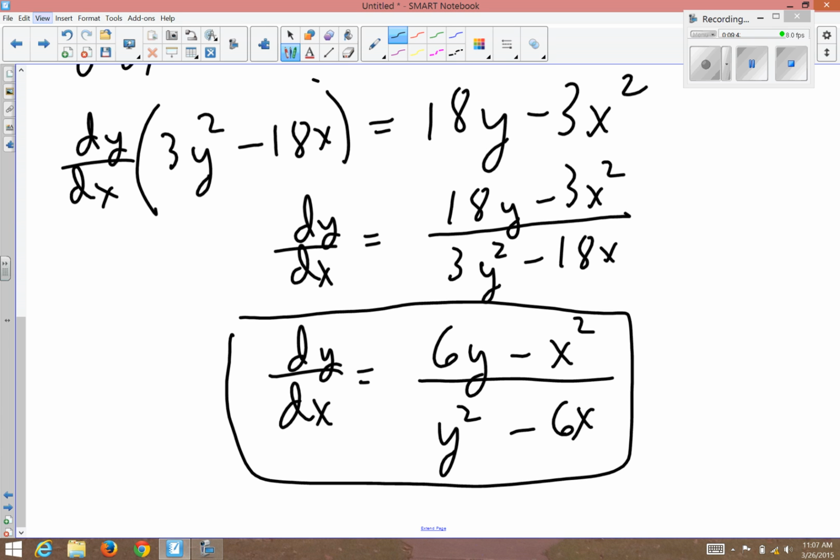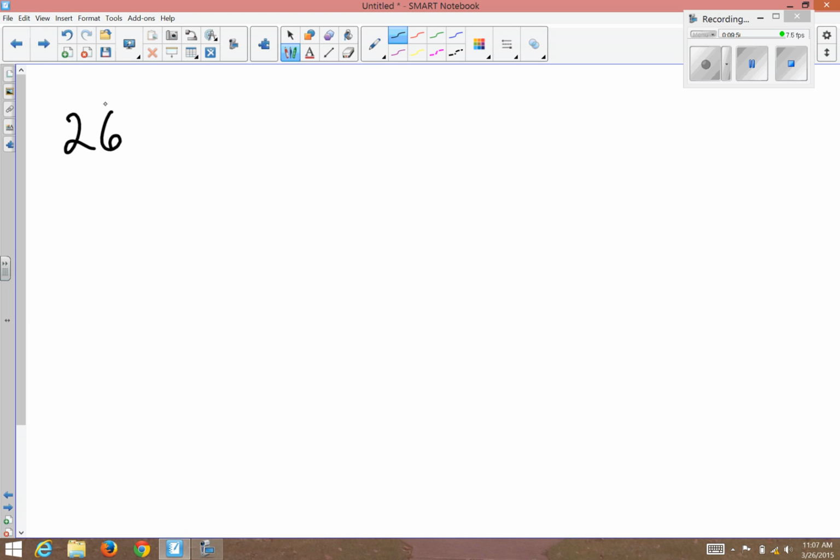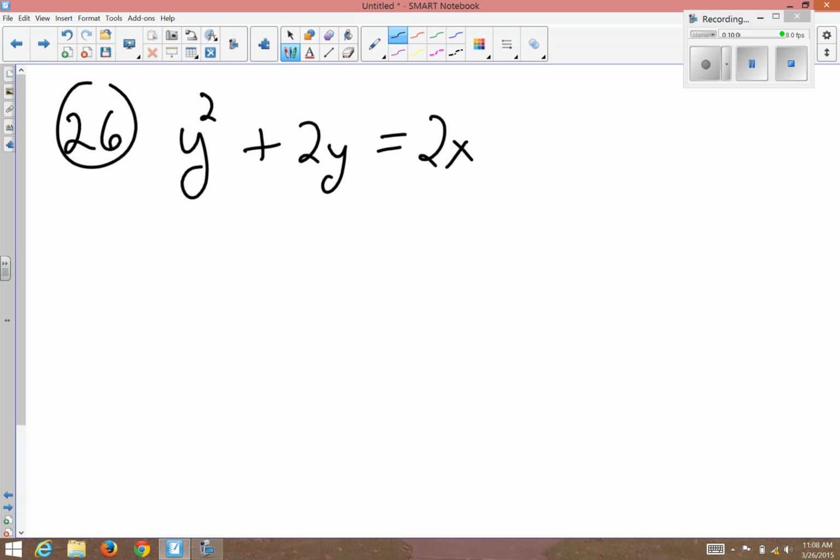So, next one we're going to do is number 26. y to the second plus 2y equals 2x plus 1. And this time it says, same directions, find the derivative of y with respect to x.